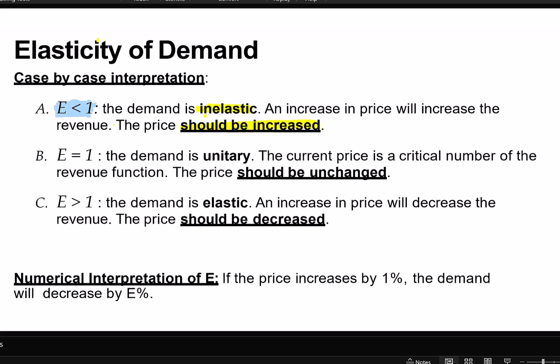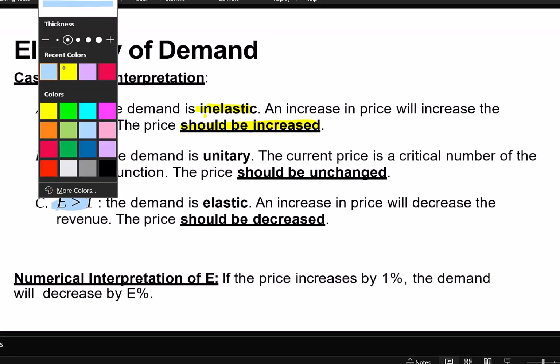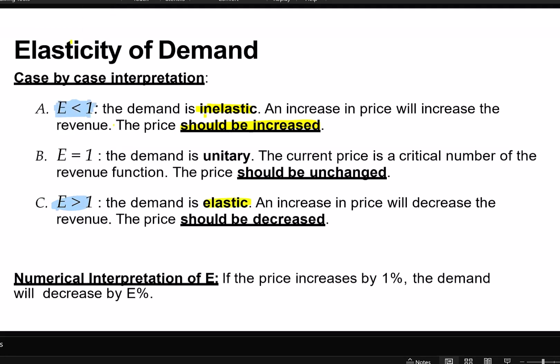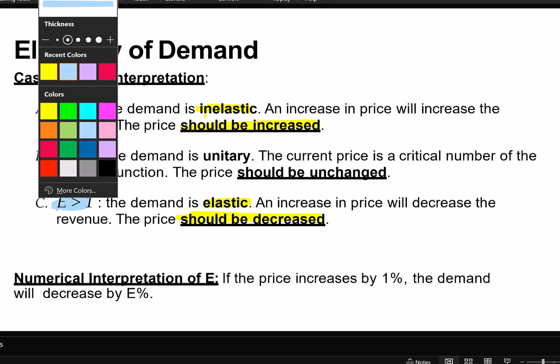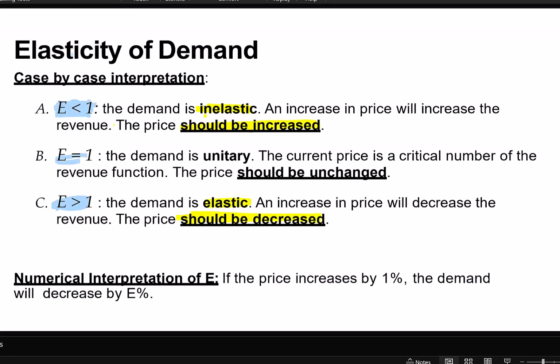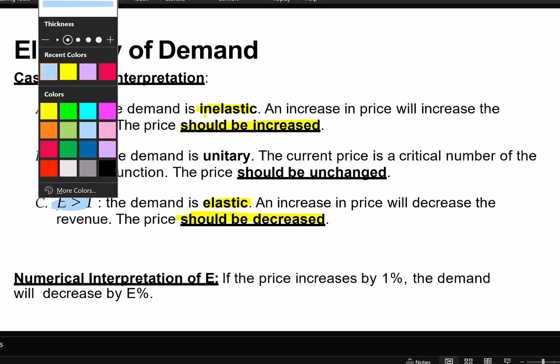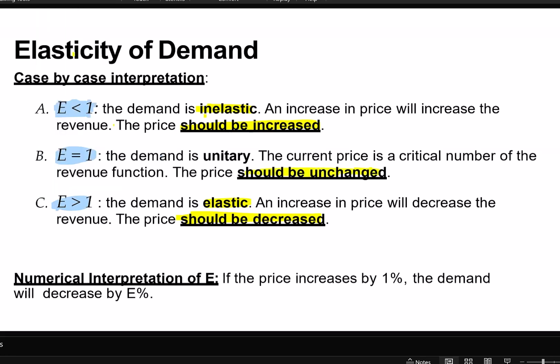If E is greater than 1, we call that elastic. And an increase in price will decrease the revenue. When E is greater than 1, I should decrease my price. E is equal to 1. That's called unitary. That's the perfect price. I should not change that price. It's the critical number of the revenue function.